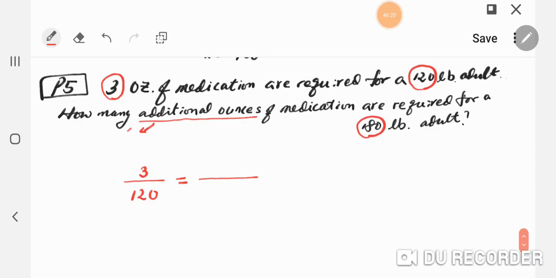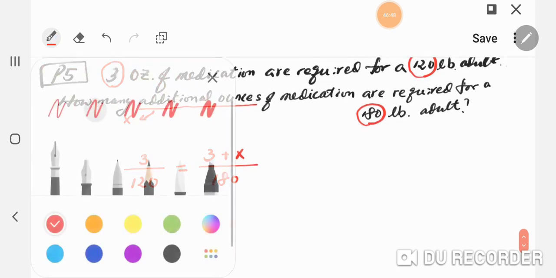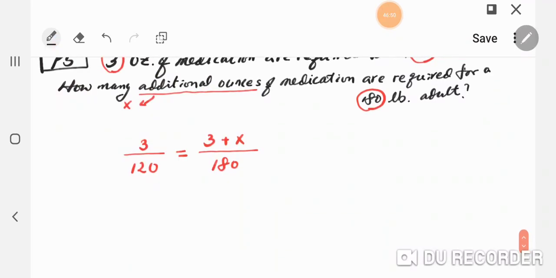So this one should be equal to, how many additional ounces are required? So let's say X is the number of additional ounces. We have originally 3 ounces. So we will add X ounces to 3 ounces. So this will be required for a 180-pound person. So the denominator is 180, the numerator is 3 plus additional ounces. So we have an equation. From this equation, we can use cross multiply. So 3 times 180 is equal to 120 times 3 plus X. And then let's find X.